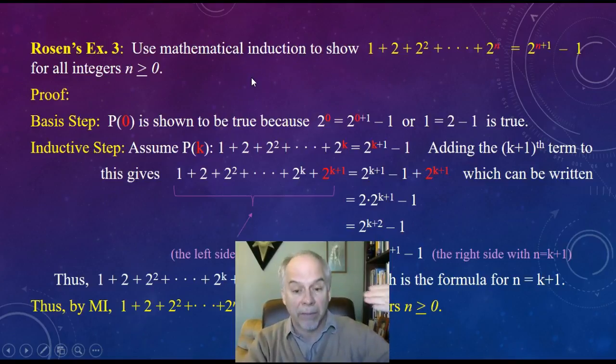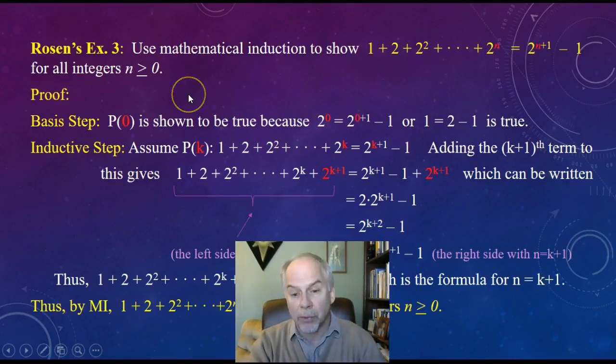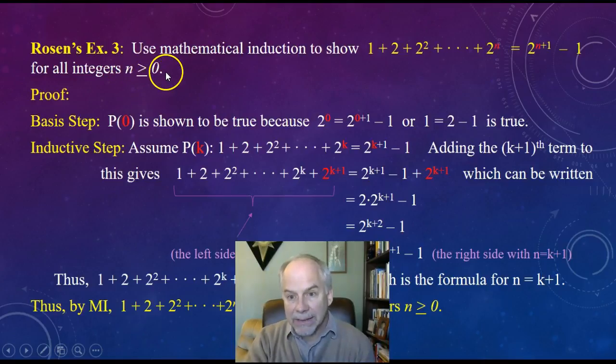That's what mathematical induction can do: prove it works for all numbers. In this case, we're going to start at 0. n is greater than or equal to 0. So 0 is our starting place. So our basis step would be P of 0 is shown to be true because 2 to the 0 equals 2 to the 0 plus 1 minus 1. We're just plugging in 0 for n here. And 2 to the 0 is equal to 1. And 2 to the 0 plus 1, well, that would be 2 to the first power.